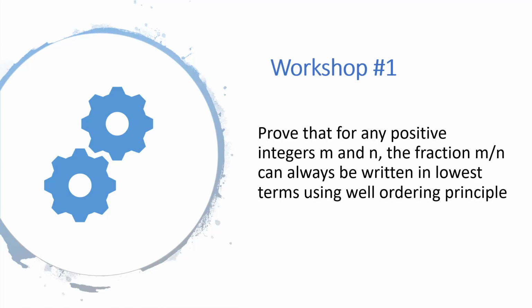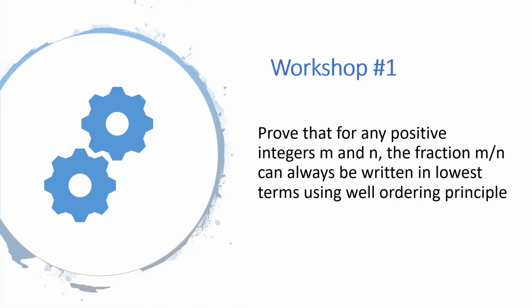We want to prove that for any positive integers m and n, the fraction m over n can be written in lowest terms using the well-ordering principle. The fact that every fraction of the form m over n can be written in lowest form is a result that we continue to use in our proofs of rational numbers. Intuitively, it sounds reasonable, because if it is not, we can find a common factor and divide both m and n by that common factor. And then we continue until there are no more common factors.